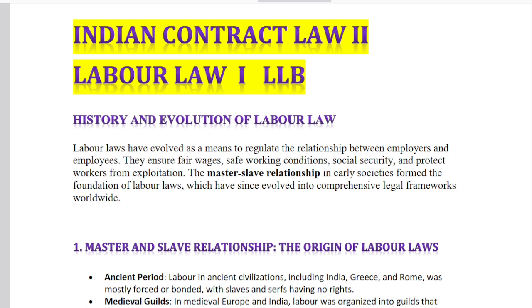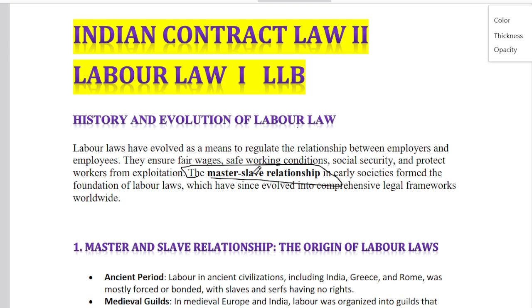So evolution is nothing but, like, the master-slave relationship, right? What happened back in 1900 or 1600? What were the labor situations and the relationship of master and slave? Those are the things that we are going to understand.